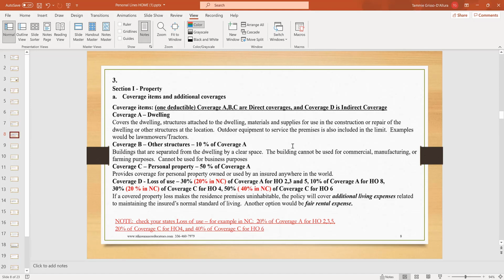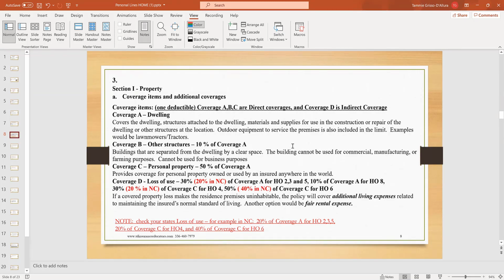Now, our next coverage is coverage B, and this is your other structures, and everything goes off of coverage A. Other structures is 10% of coverage A. So, for example, to make it easy, if you have a home valued at $100,000, then your other structures will automatically be $10,000. These are buildings that are separated from the dwelling by a clear space. And again, this building cannot be used for commercial, manufacturing, or farming purposes. It cannot be used for business purposes.